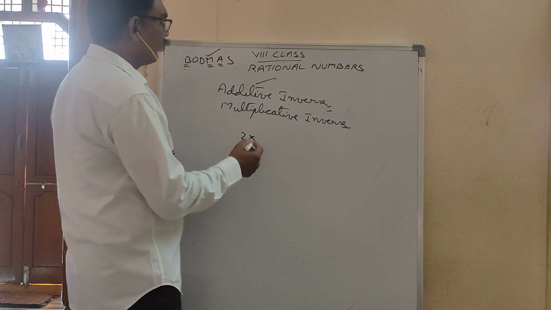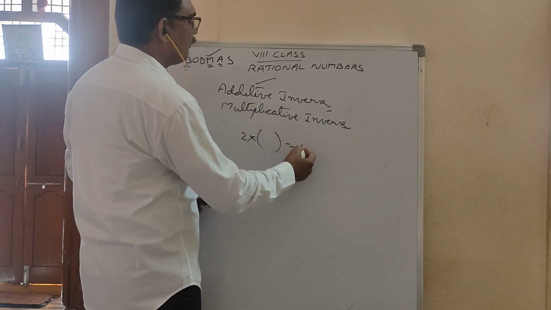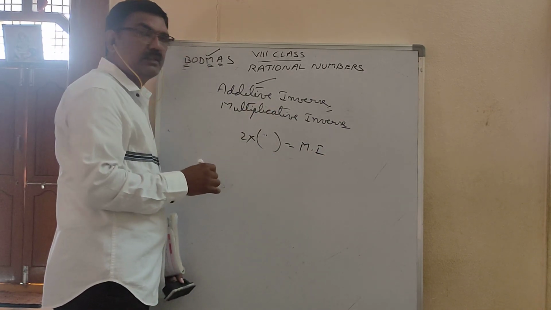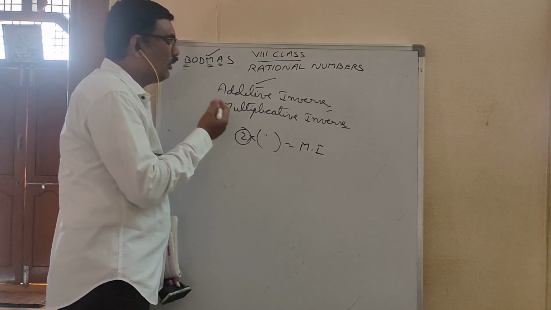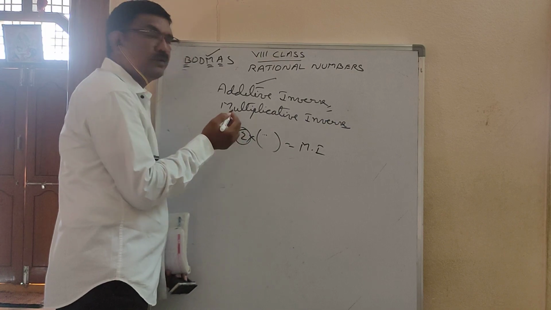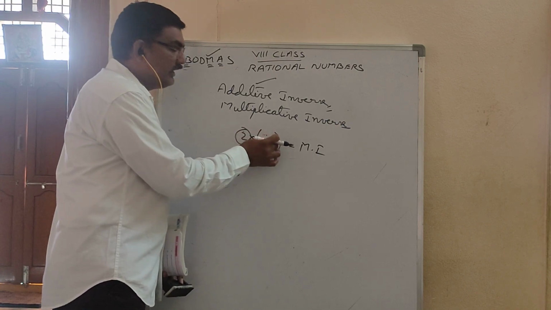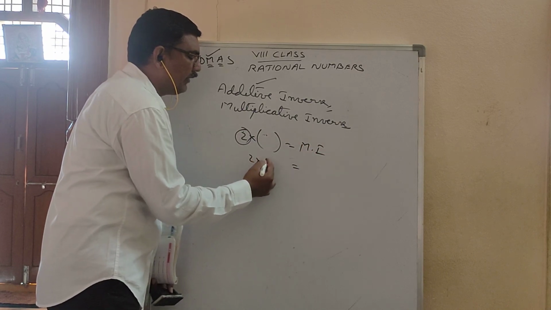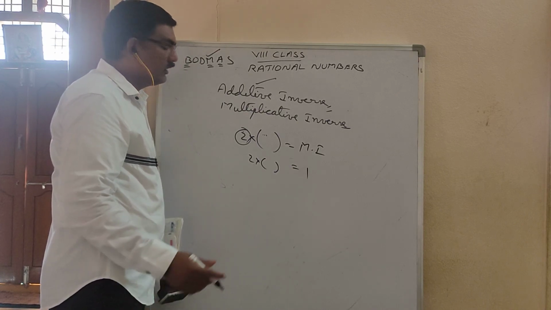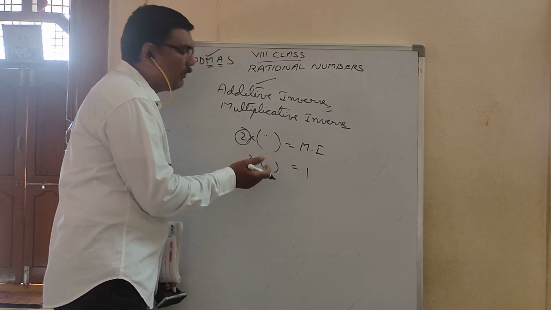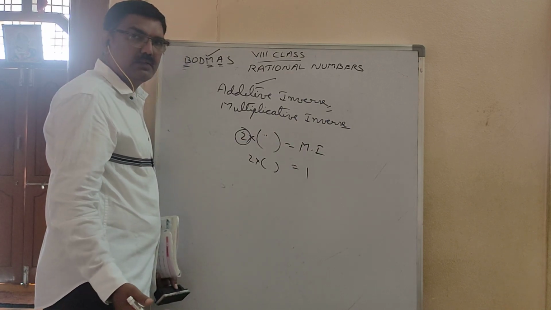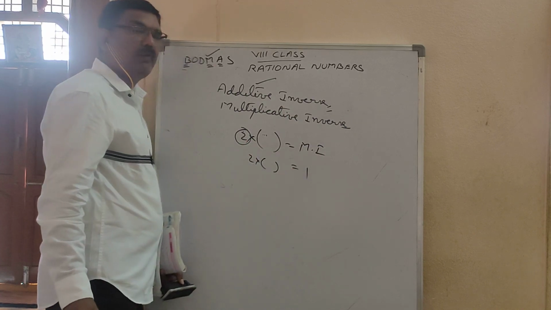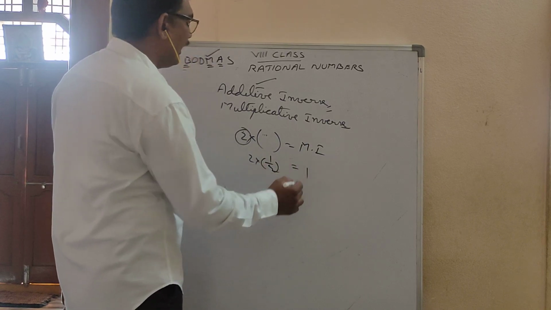Now multiplicative inverse. Here it is the same as additive, but the operation is multiplication. 2 is there. You should multiply with one number and get the multiplicative identity. Then this number is called the multiplicative inverse. It is one number. I want to know the multiplicative inverse for 2. If you multiply this number with 2, you should get the multiplicative identity. What is multiplicative identity? 1. So 2 should be multiplied with which number to get 1 as the answer? That number is nothing but 1 by 2.